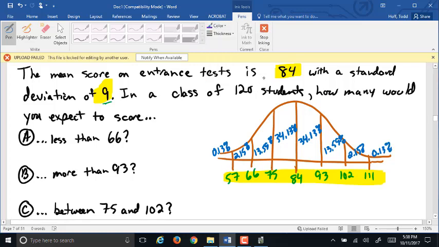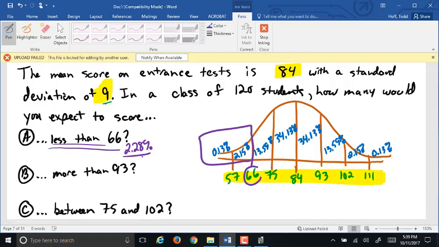From there, the rest of this is just a simple addition. So if I want to know how many of them would be less than 66, here's 66. Less than would be this side. That adds up to be 2.28%. Now, it didn't ask what percent of them is less than 66, though.